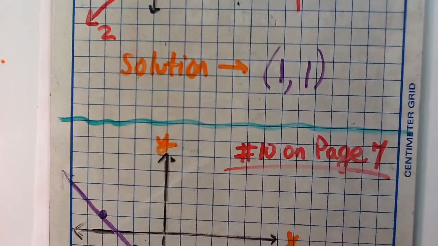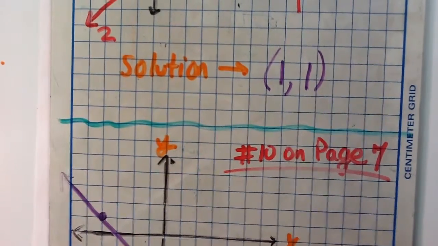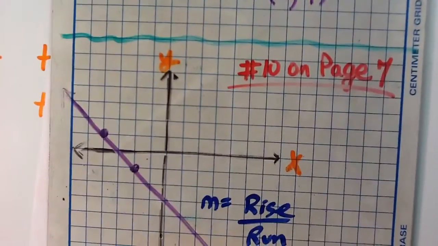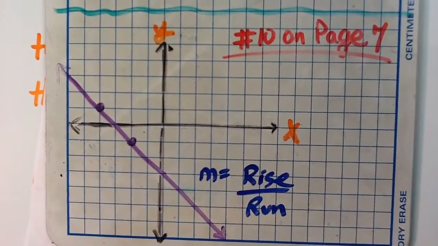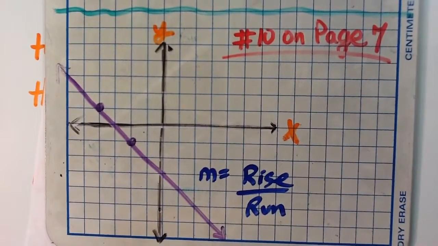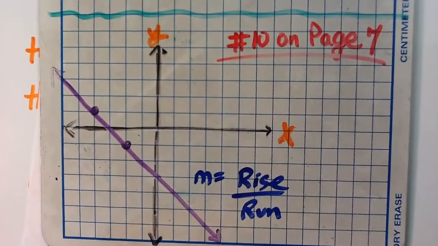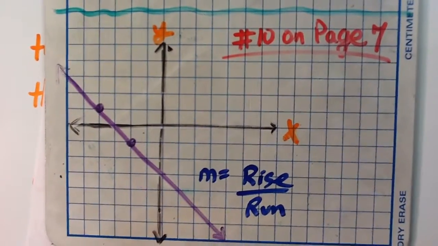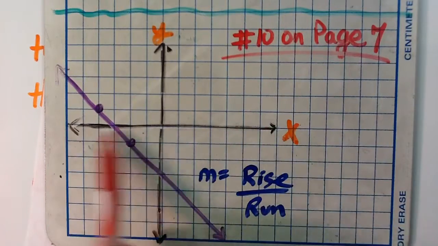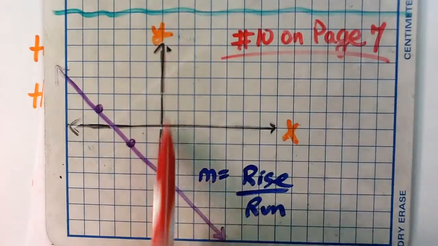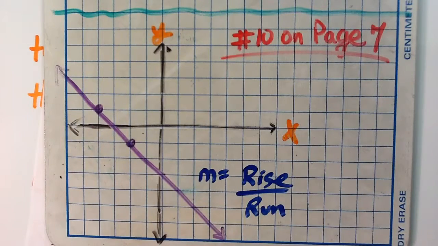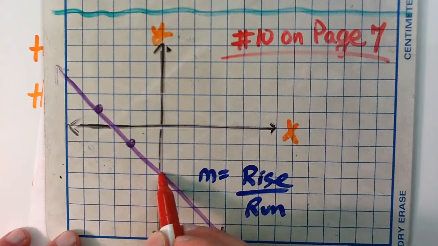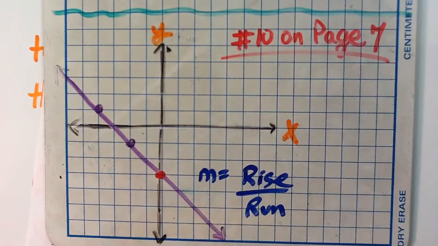This comes from number 10 on page 7. You're given this graph, and you want to write the equation for this graph. First off, what is the b? What is the y-intercept? Where does this line cross the y-axis? Well, this right here is the x-axis, so we're not going to look on that line. This is the y-axis. Where does the purple line cross the y-axis? As you can see, it crosses right there.